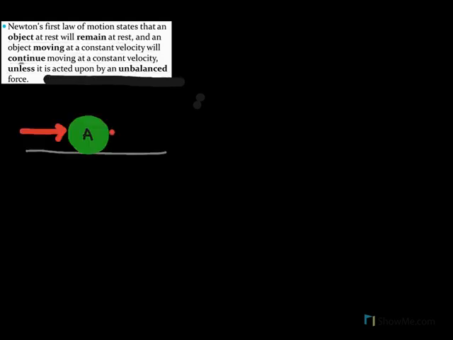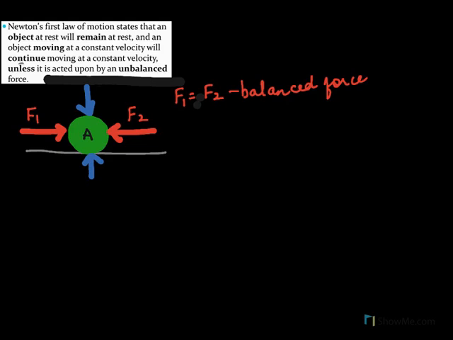So here is an object A, and the object A is experiencing balanced forces. Here is force F1 and this is force F2. Now F1 is equal to F2. They are equal in magnitude and opposite in direction, so they are balanced forces. Here again I have two more, say F3 and F4. F3 and F4 are equal in magnitude, but they are opposite in direction, so they too are balanced forces.